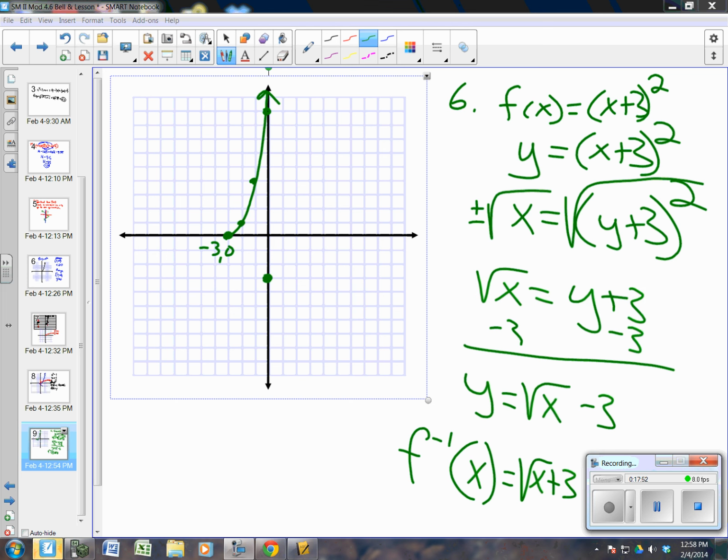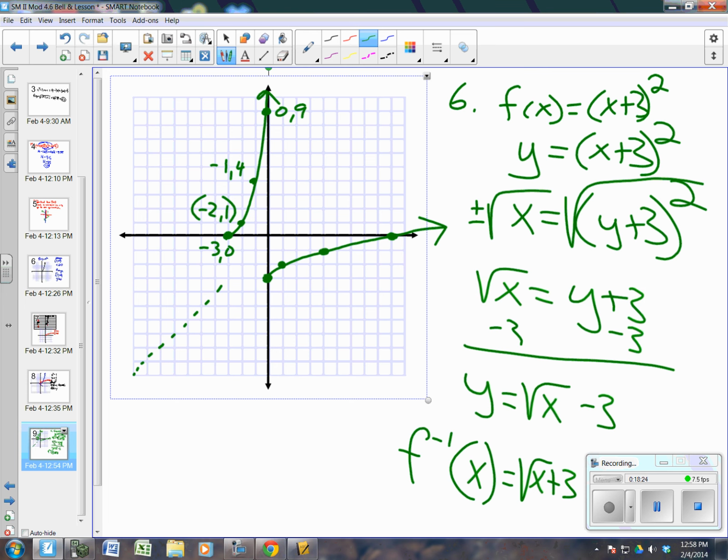This point is negative 2, comma 1. To find the inverse, I do 1, comma negative 2. Okay, this point right here is negative 1, comma 4. I do 4, 1, 2, 3, 4, comma negative 1. This point right up here is 0, comma 9. I'm going to do 9, comma 0. There is my function.